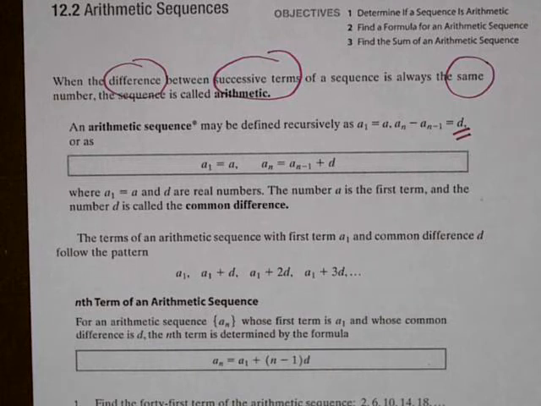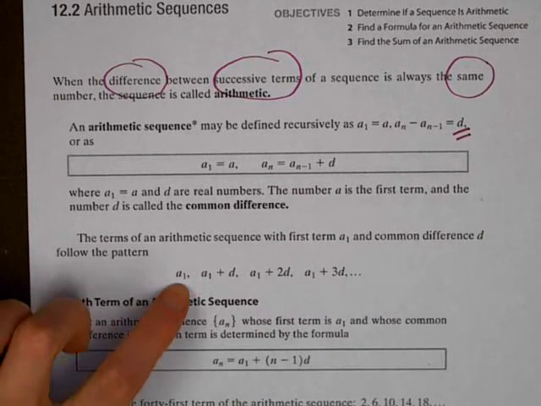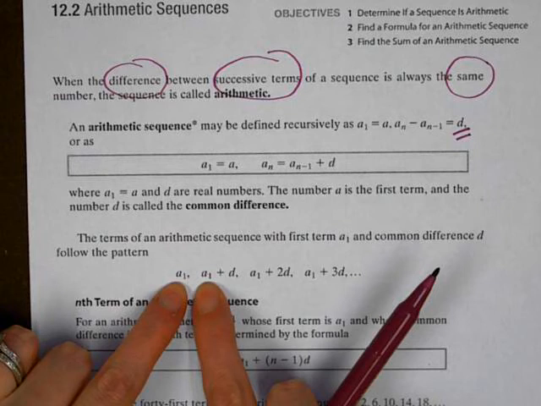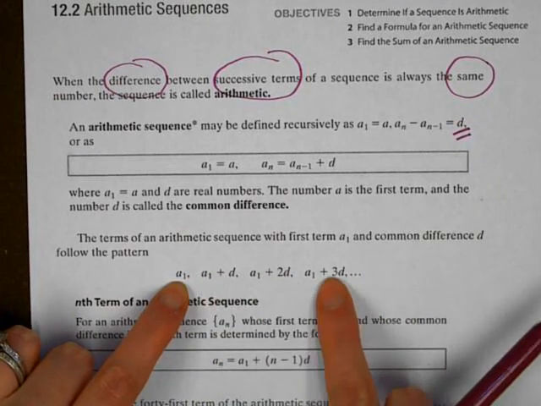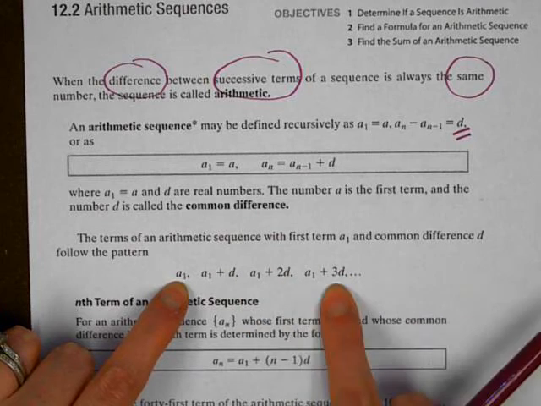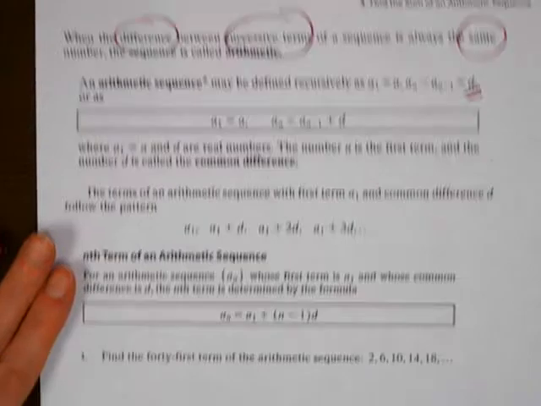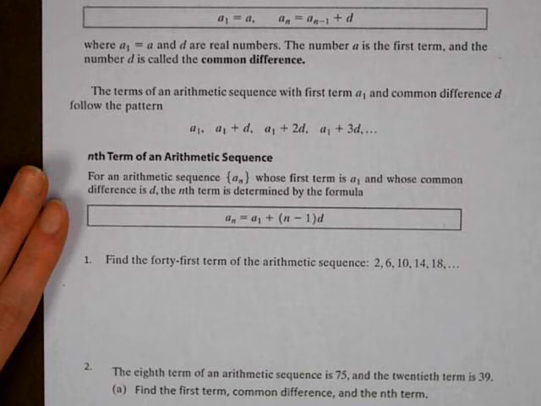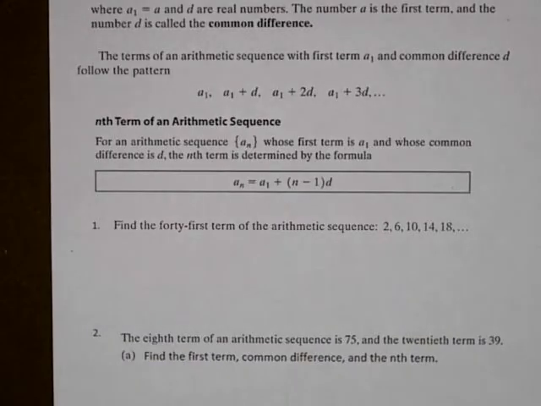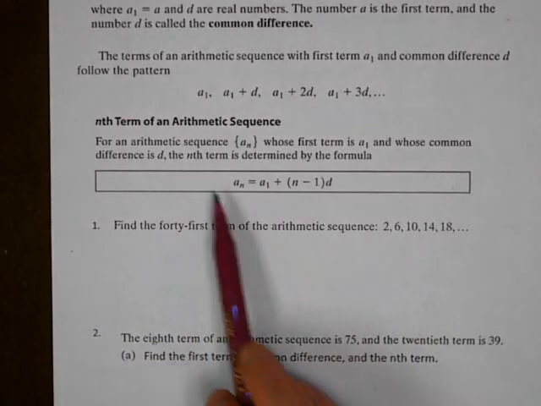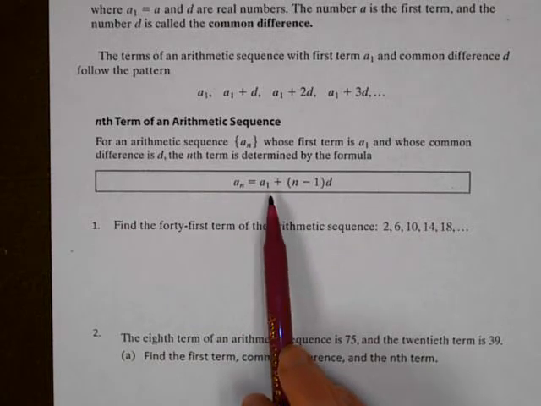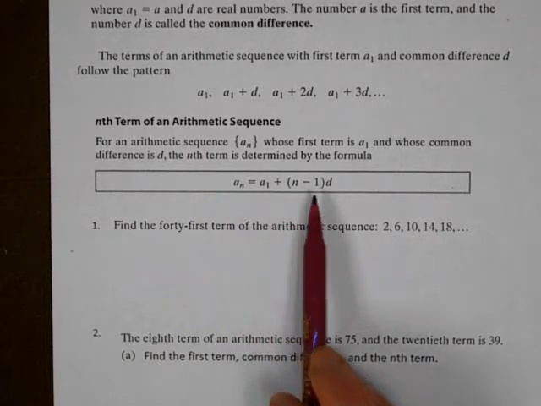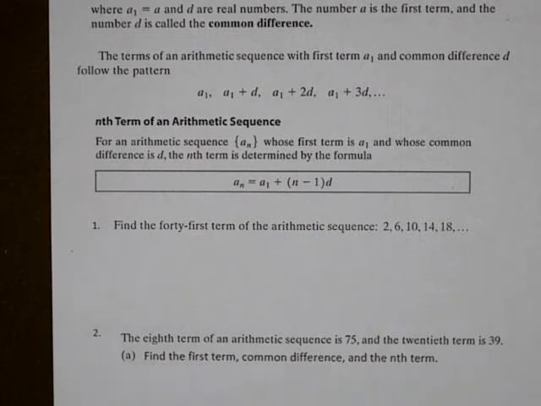Okay, so just another way to see it. A sub 1, the next term would be adding D. The next one would be adding 2 D's. And the next one would be adding 3 D's. Right? So you just keep adding D to get from one term to the next. Okay, so this is our formula for A sub n. It's A sub 1 plus n minus 1 times D, because you're adding D one less time than n.